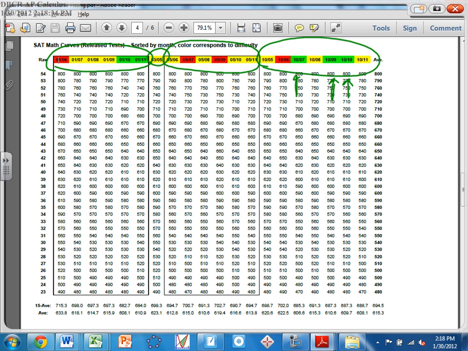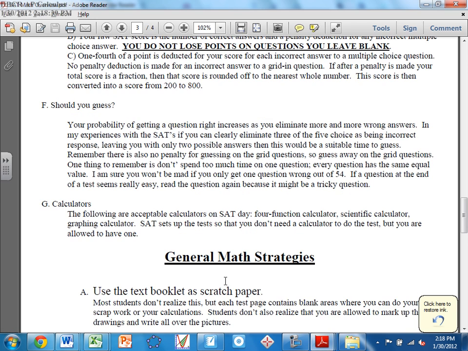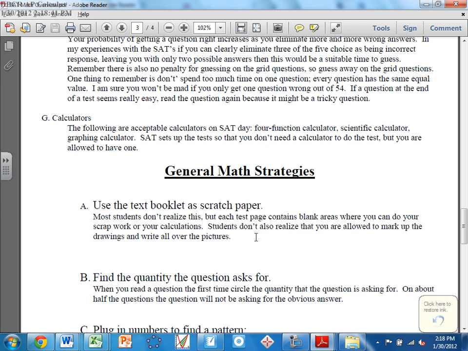Now, back to the overview. If we take a quick look here now, we're going to see calculators. The following calculators are acceptable. You can have a four-function, scientific, or graphing calculator. I recommend you have a calculator. You know that for class, it'll be useful in the actual test.